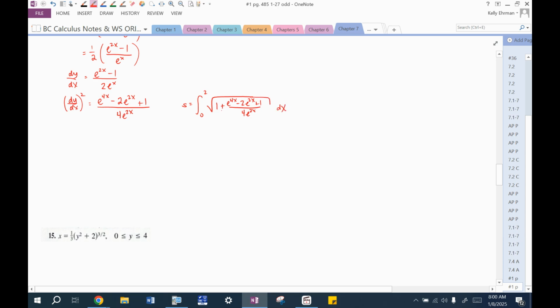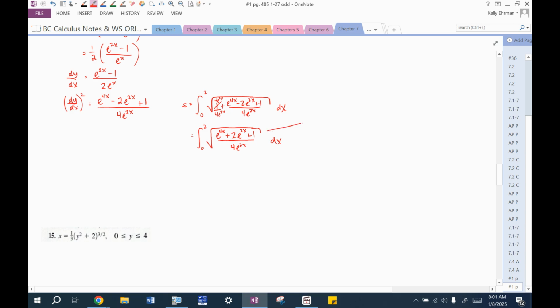So once I set this up, I want to get a common denominator. So 1 is going to become 4e to the 2x over 4e to the 2x. I'm being a little bit lazy and not rewriting every single step, which I think is okay. That gives me the square root of e to the 4x, and then 4e to the 2x minus 2e to the 2x gives you plus 2e to the 2x plus 1, and it's all over 4e to the 2x.